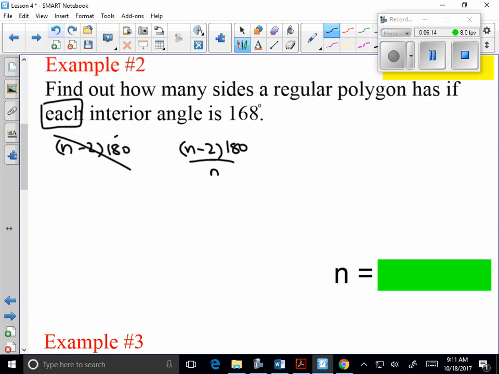Okay, I'd like for you and your neighbor to work out the number of sides for this regular polygon. Key to this problem, set it equal to 168, and I'd like you to solve.